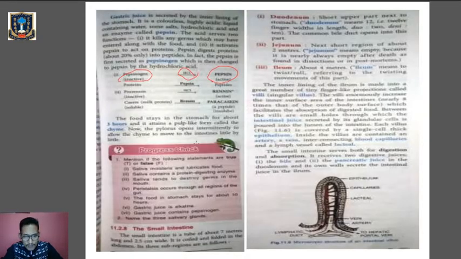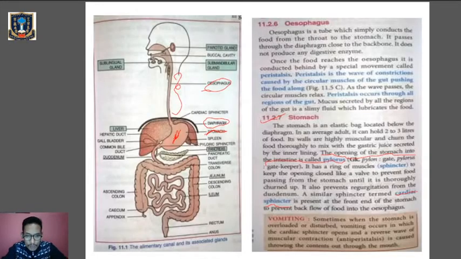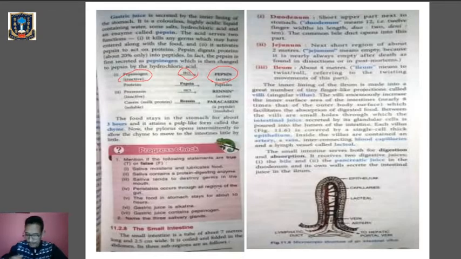Now, the small intestine is a tube about 7 meters long and 2.5 centimeters wide. It is coiled and folded in the abdomen, and therefore the small intestine is also divided into 3 parts: duodenum, jejunum, and ileum. So we look over here. Remember that the small intestine is divided into 3 parts. The first part is called the duodenum. Then we have the second part of the small intestine called the jejunum, and the third part is called the ileum. So these are the 3 divisions of the small intestine.